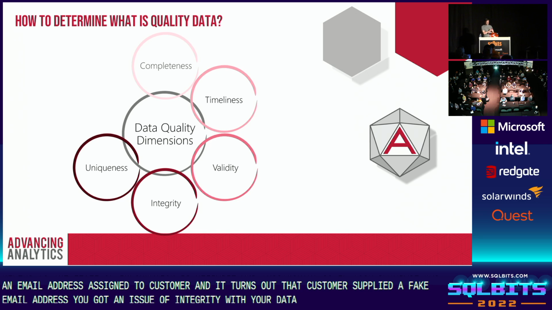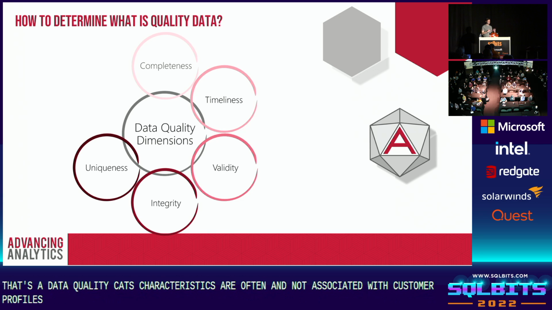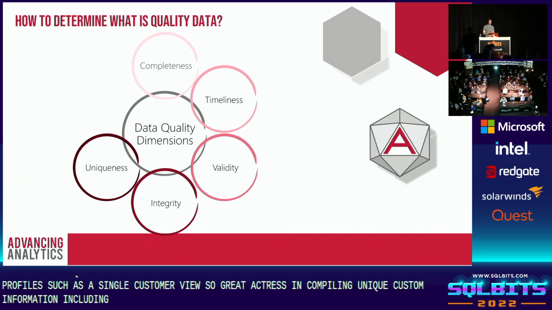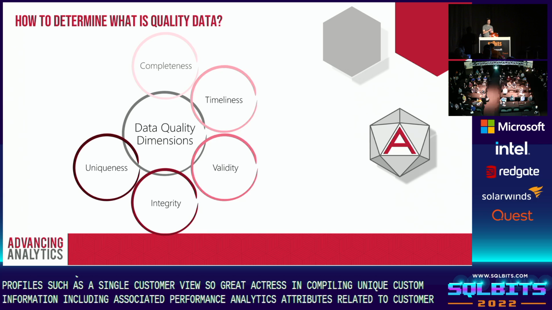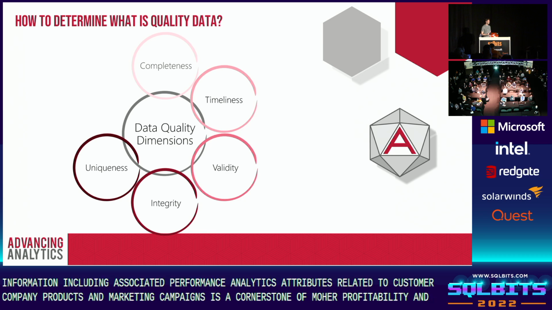Then we have uniqueness. So that's a data quality characteristic more often than not associated with customer profiles, such as a single customer view. So greater accuracy in compiling unique customer information, including associated performance analytics and attributes related to customer company products and marketing campaigns, is a cornerstone of more profitability and success with customers.